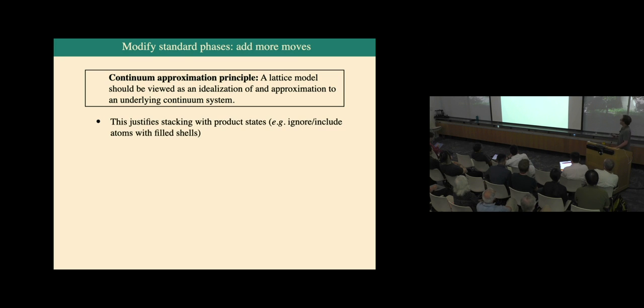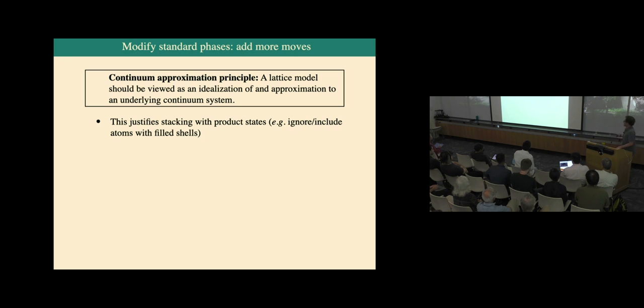And so we can get a lot of mileage out of this. One thing we can do with this is give a physical justification for why it's okay to stack with product states. Think about modeling a solid, where we're very used to the fact that we might ignore some filled atomic shells or core levels, right? We can choose to include those core levels in our model or not, and get different lattice models that both approximate the same continuum system, but that choice had better not affect the answer to the question of what phase we're in. It's an arbitrary choice we made in our theoretical description.